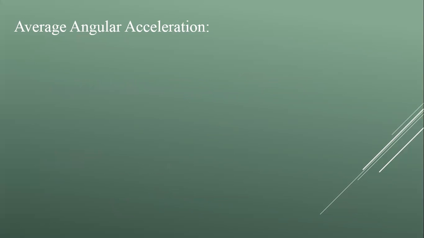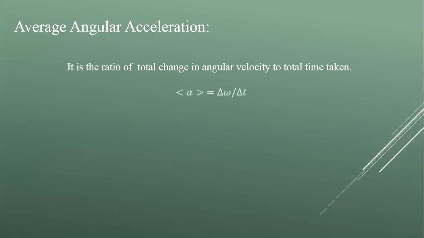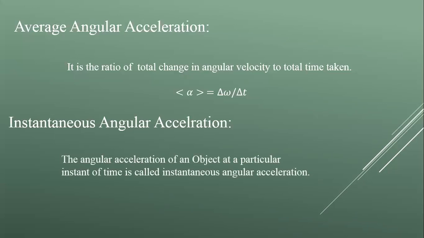The type of angular acceleration called average is equal to the ratio of total change in angular velocity divided by the total time taken. So alpha is equal to delta omega over delta t. Instantaneous angular acceleration is the angular acceleration of an object at a particular instant of time. Mathematically, alpha instantaneous is equal to limit delta t approaches 0, delta omega over delta t.